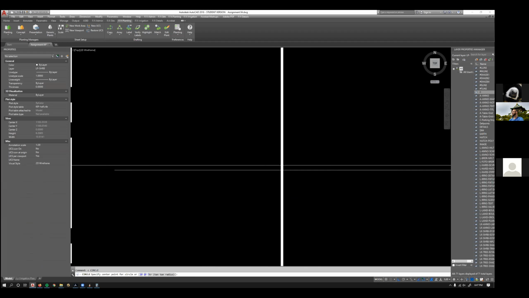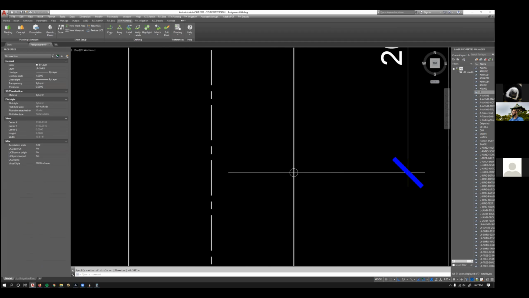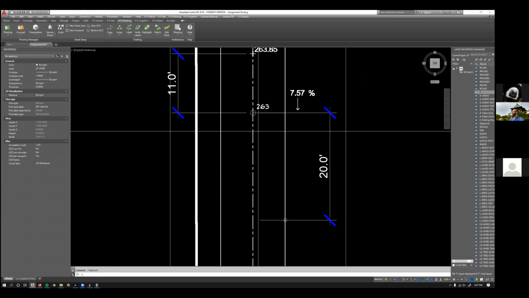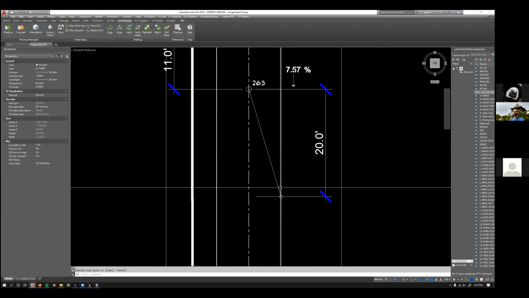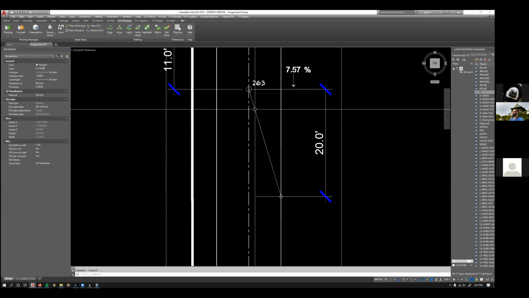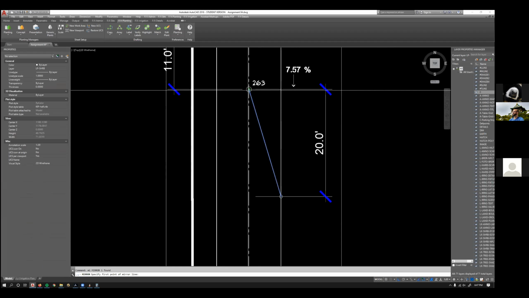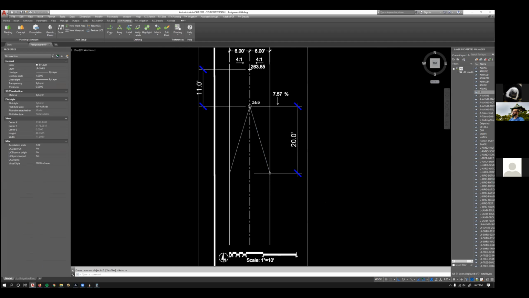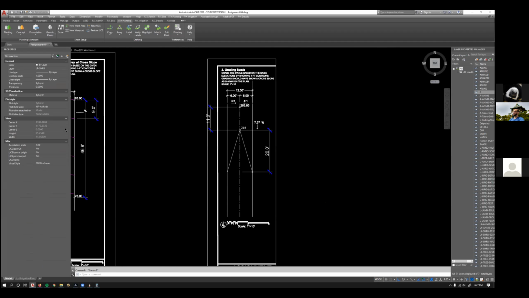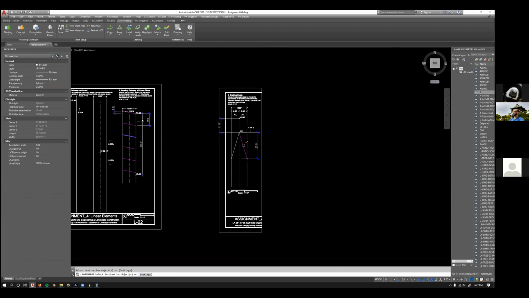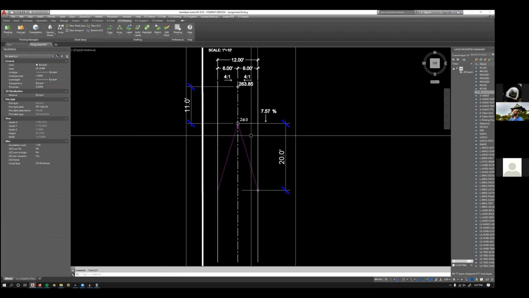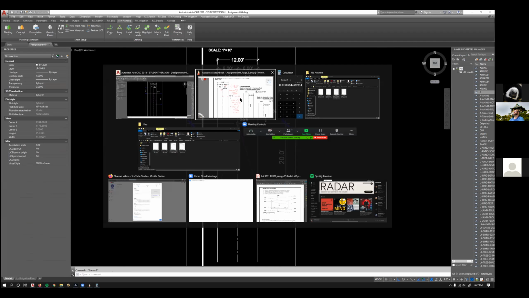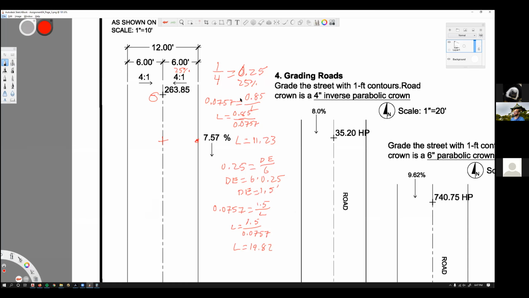Okay, so your next point is going to be 20 feet down, and you're going to connect those two points. You're going to do the same thing on the other side, right? And that's going to be what one of your contours looks like. They're all going to be the same, but you're just going to move them a certain amount of feet, which we can figure out right now using the 7.57% slope.